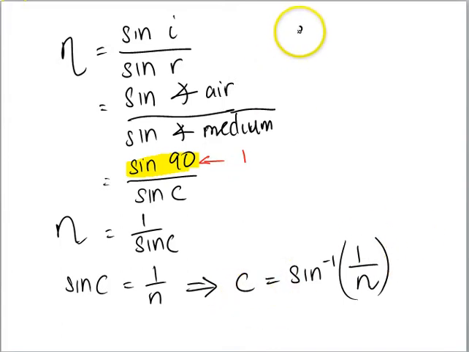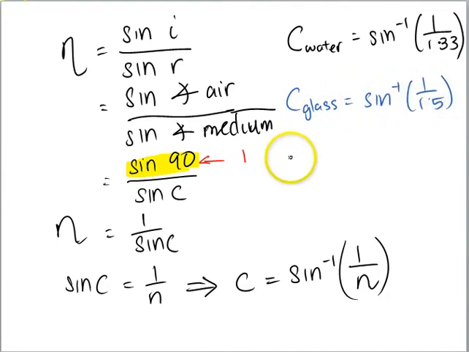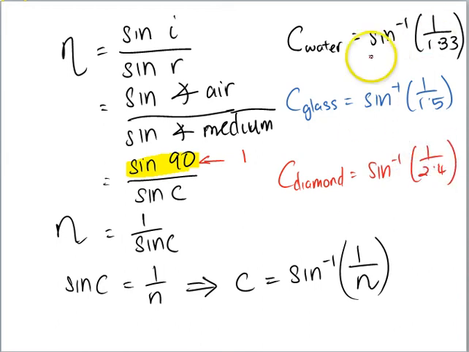So you can try to find the critical angle for water. This is arc sine of 1 over 1.33. You can also find it for glass, using sine inverse of 1 over 1.5. And the last one is of course C of diamond, arc sine of 1 over 2.4. So these are all the critical angles that you can calculate here. Go and find the values, try it out, use your calculator.